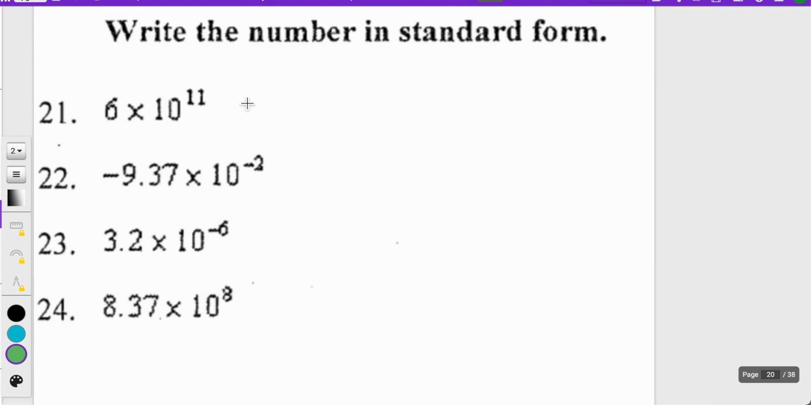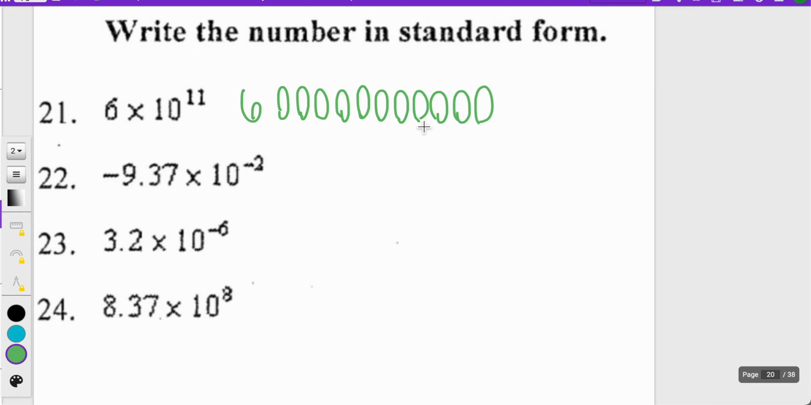Again, writing in standard form, 21 is just a 6 with 11 zeros behind it. Or this really big number. Negative 9.37 times 10 to the negative second. You can still keep your negative 9.37, but go over 1, 2. So that's negative 0.0937.